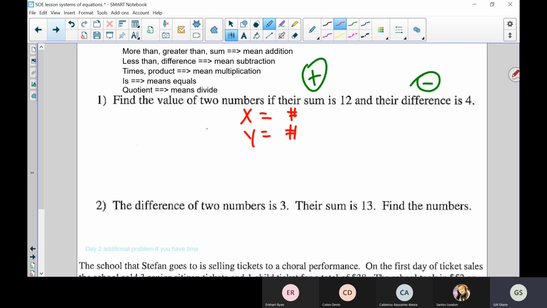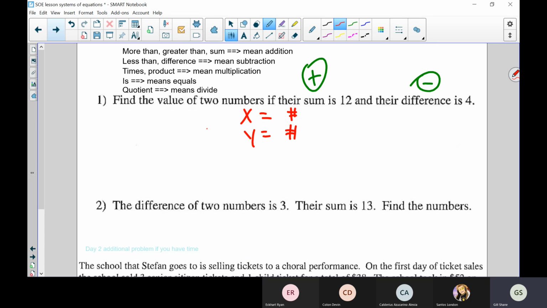What do I know about those two numbers? What's sum mean? Sum means equal? No. Is means equal. Remember that. We said that. Boy, I'm glad you mentioned that. Is means equals. Remember, you wrote that down a while ago. Is means equals when we create equations. So that's hugely important sometimes.